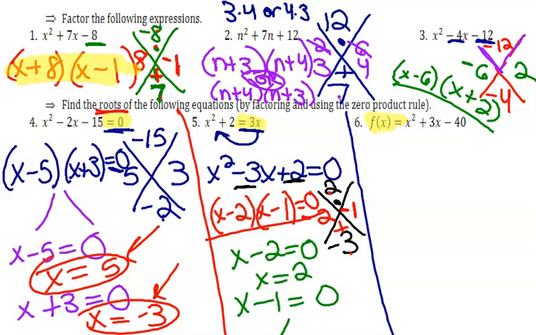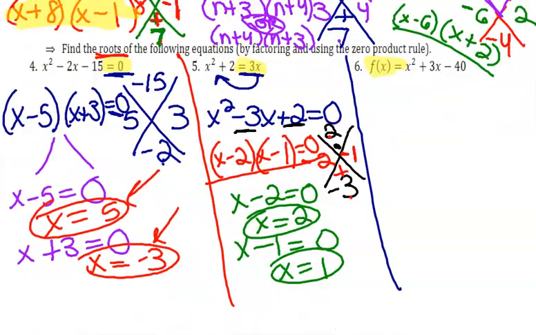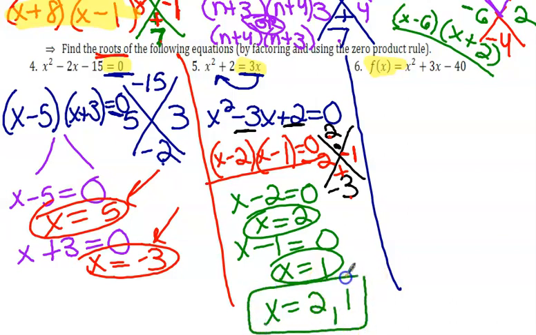I solve and find my 2 roots. Okay, so let me move up a little. So those would be my 2 answers. You can also write it together like so. So x is 2 and 1.